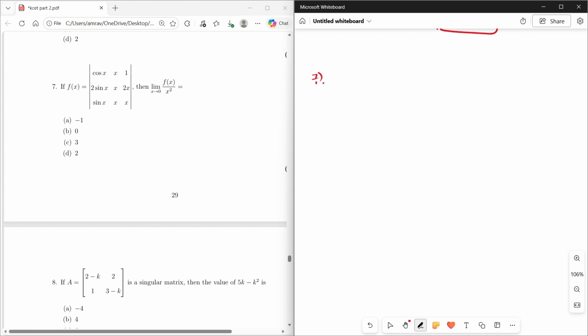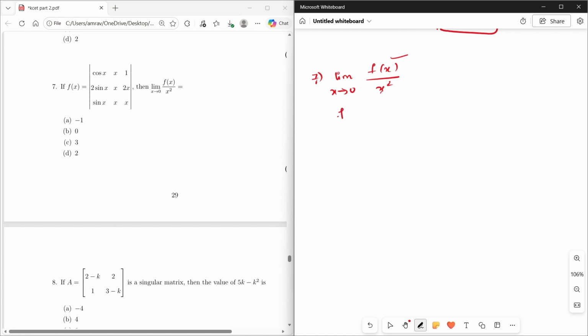So they have given a 3 cross 3 matrix. Determinant f of x is equal to a 3 cross 3 determinant, then they're asking you to find out the limit as x tends to 0 of f of x divided by x square. So let us first find out what is f of x and then find out the limit with dividing by x square.